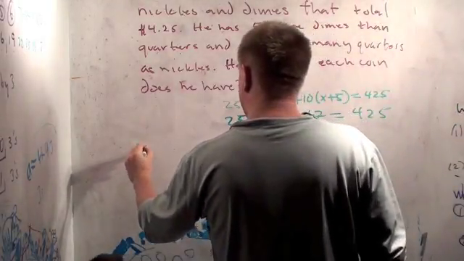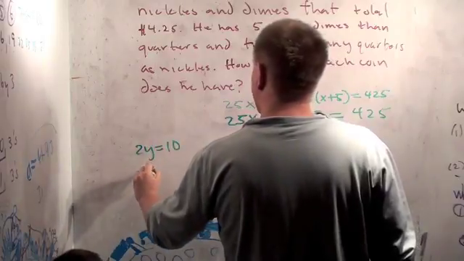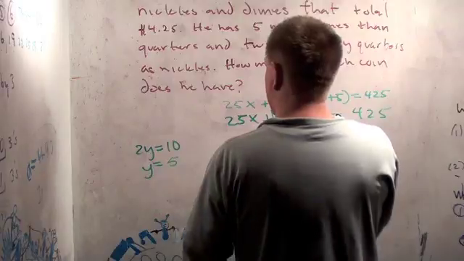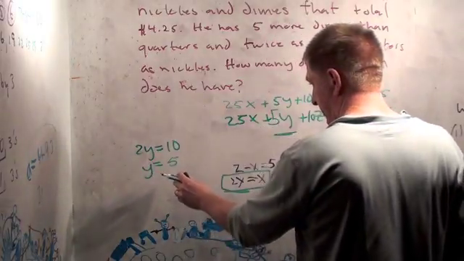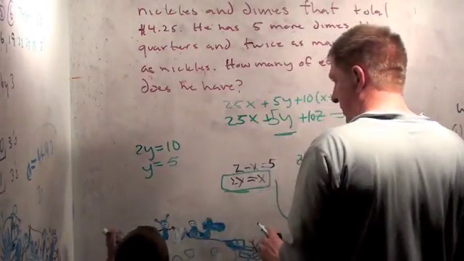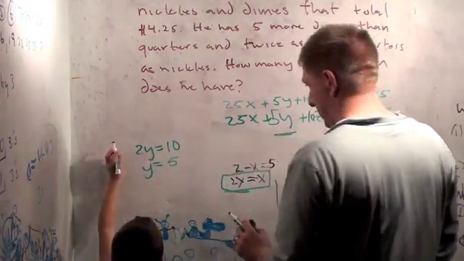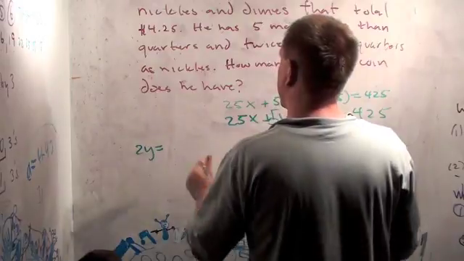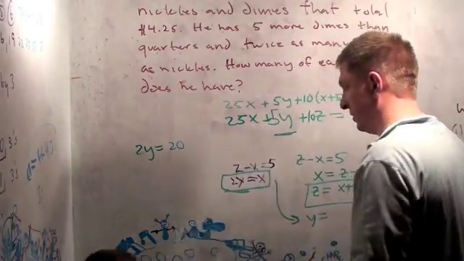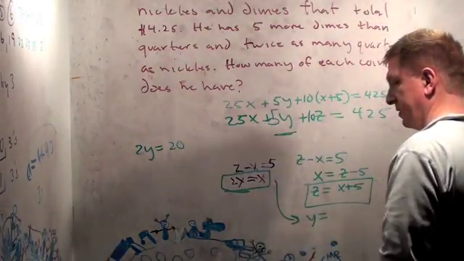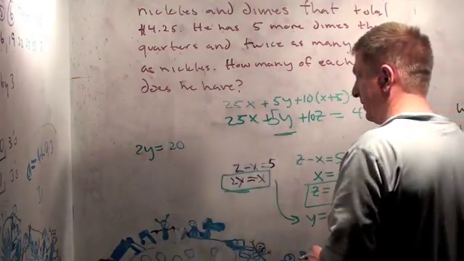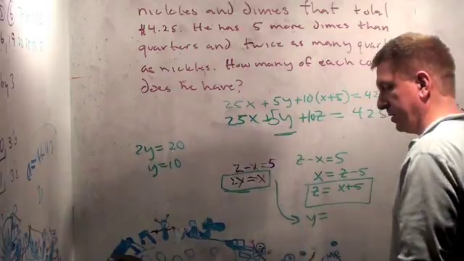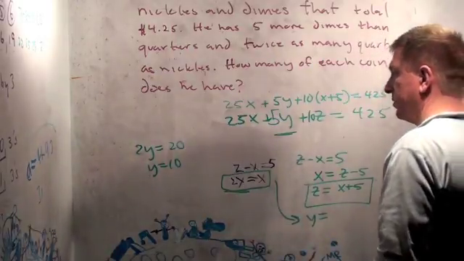So if 2y equals 10, what does y equal? 5. How did you figure that out? Well, because you divide. 2y divided by 2 equals y. How about if 2y equals 20, what does y equal? Y equals 10. How did you figure that out? 2y divided by 2.